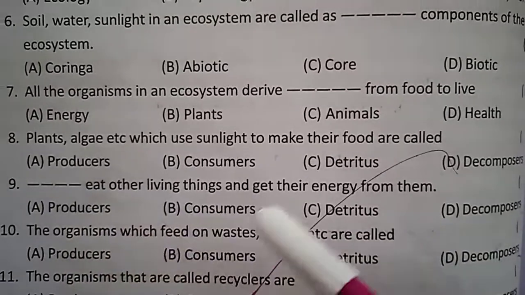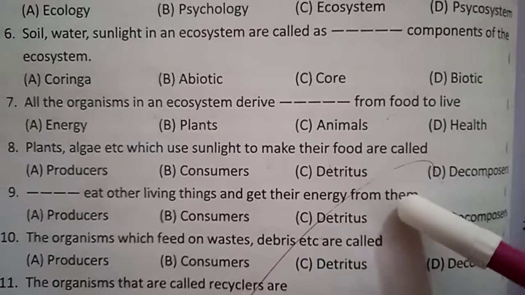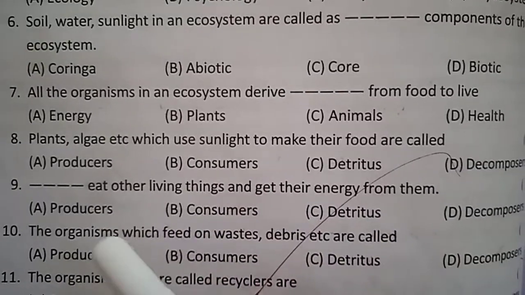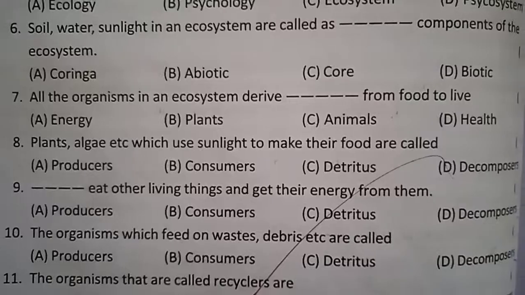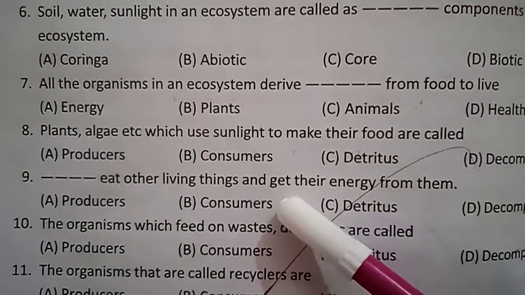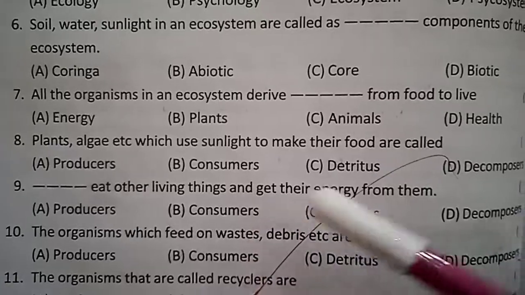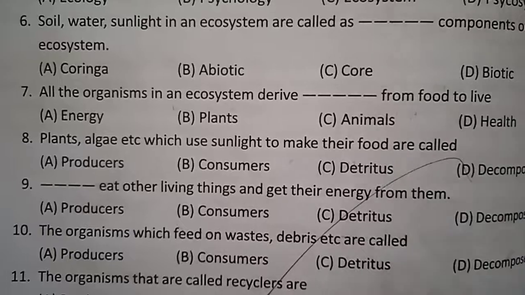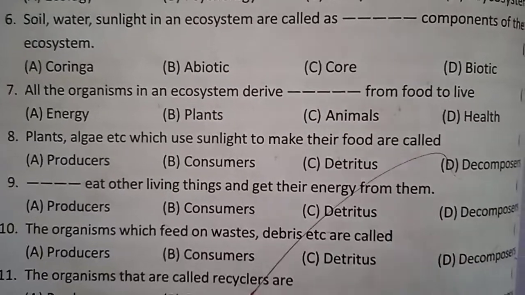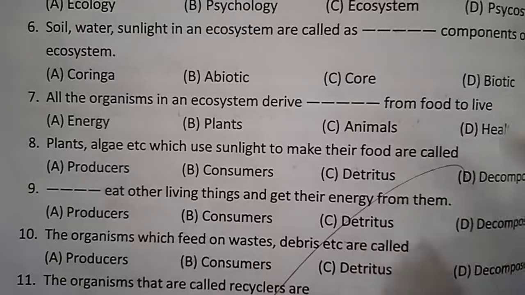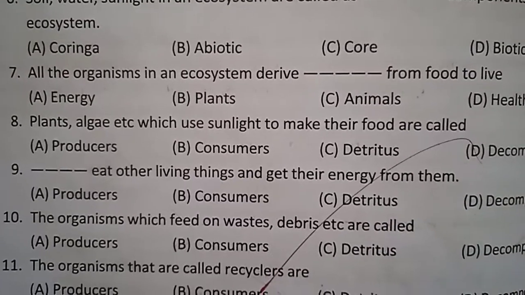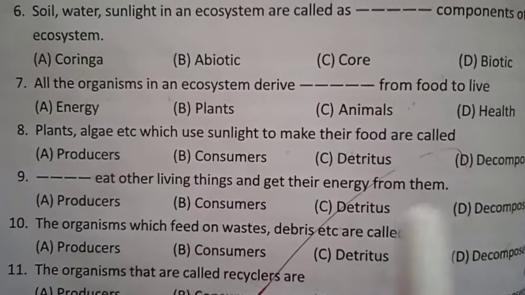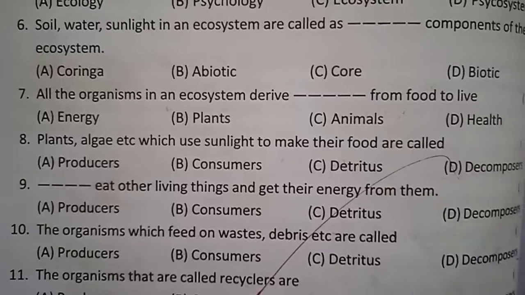Dash eat other living things and get their energy from them. So dash eat other living things. That means they are depending on other living things to get their food. That means consumers. What is that? Consumers. Decomposers. They can absorb the food material and organic matter from the non-living things too. Detritus means organic material from the other non-living things and living things like slant, slit and leaves, debris, everything.